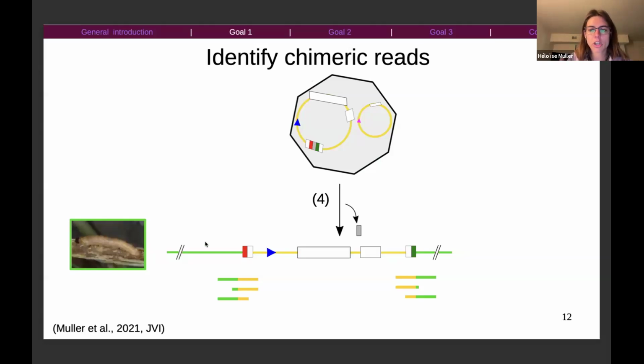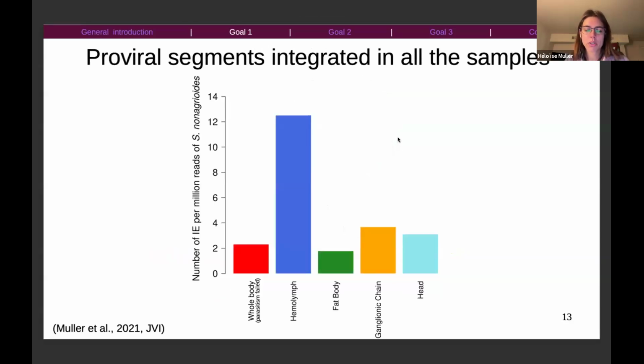see that if we sequence such an integration, most reads will map on the caterpillar genome in green, some reads will map on the wasp genome in yellow, and some reads will overlap the junction, so those ones will map on both genomes. Such a read is called a chimeric read, and counting the number of chimeric reads, we are able to estimate a number of integration events for each of the 5 samples for each of the DNA circles of Kotesia typhae. So this is the main result.